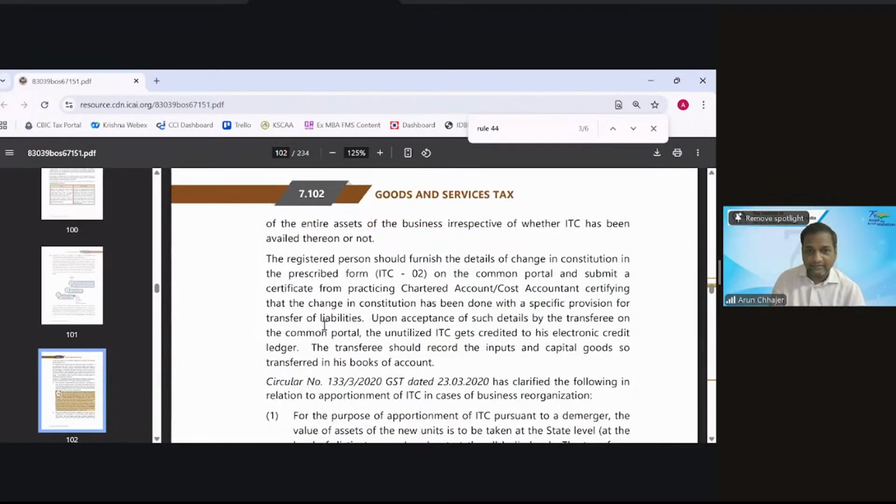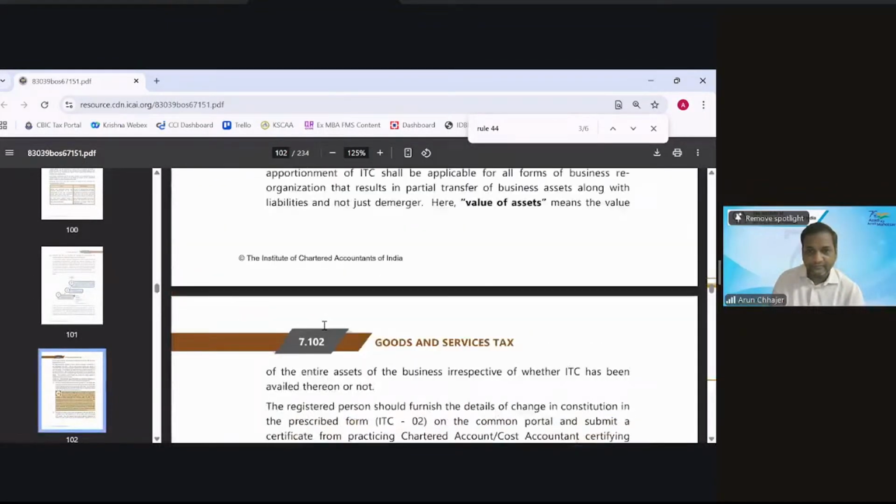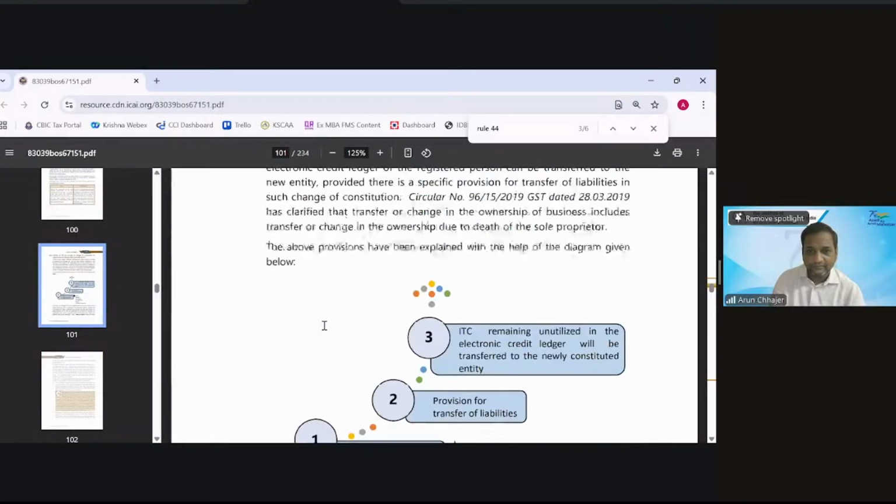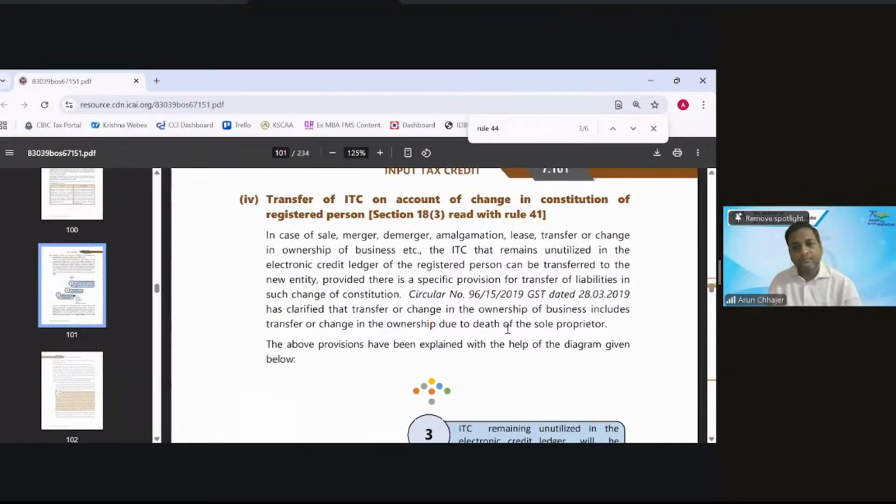Circular 96, I'll just tell you the crux. This is exactly same. So Mr. A's legal heir will transfer the ITC 02 to the new person, Mr. B. If Mr. B is not registered, he has to take the registration. Then by login to Mr. A ka registration by the legal heir, the ITC 02 would be furnished. B will accept, and then the A ka registration would be surrendered.